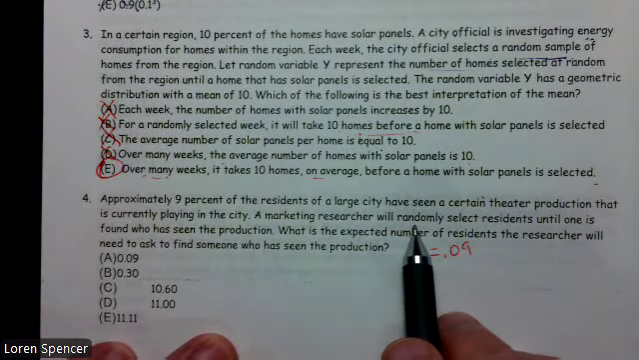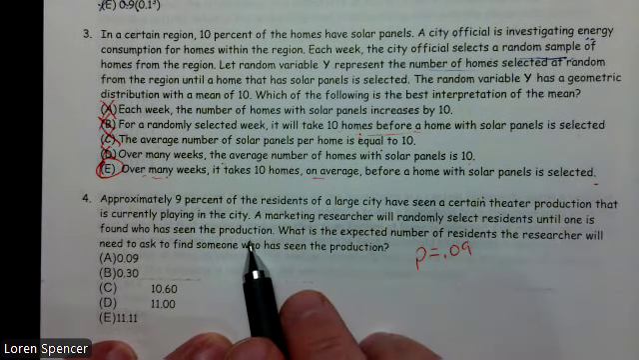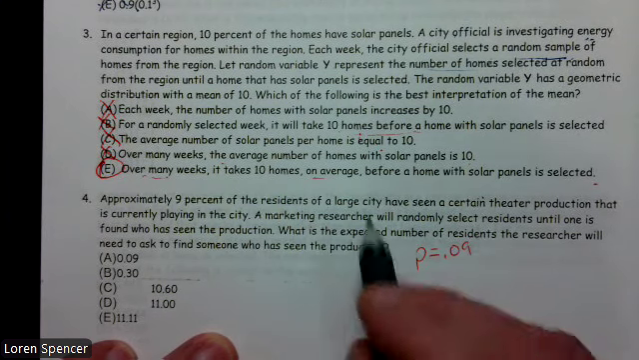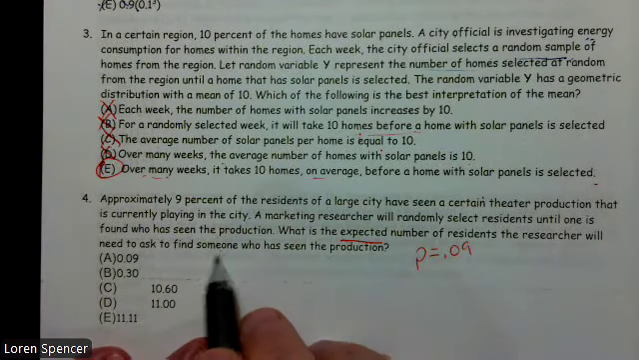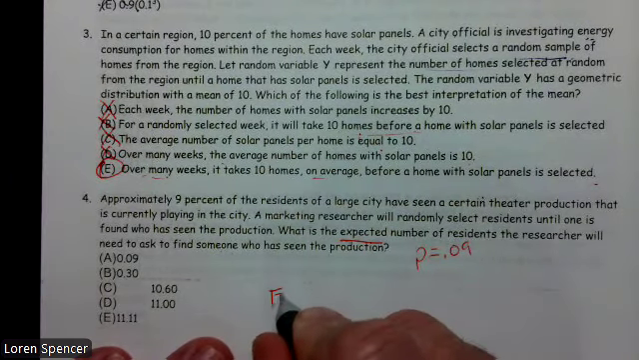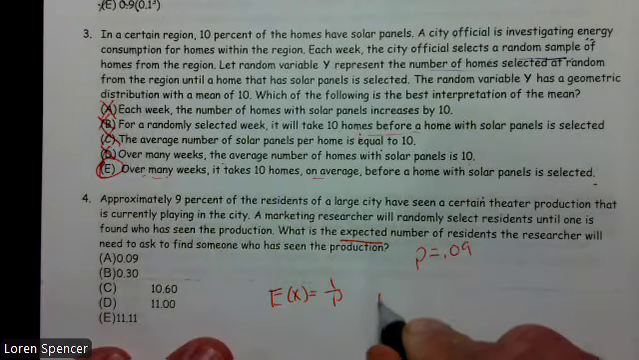A marketing researcher will randomly select residents until one is found who has seen the production. What is the expected number of residents the researcher will need to ask to find the first one who has seen the production? The key word is expected. The expected value for a geometric is 1 over p.